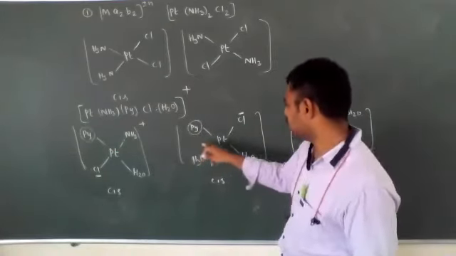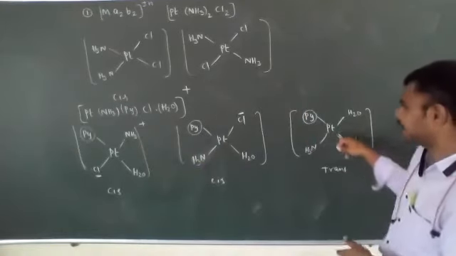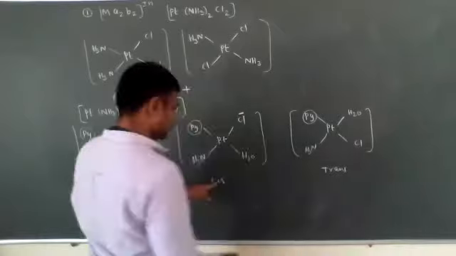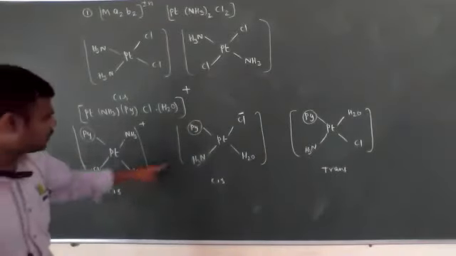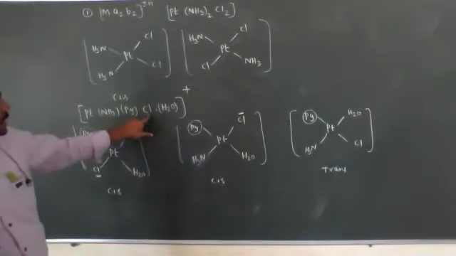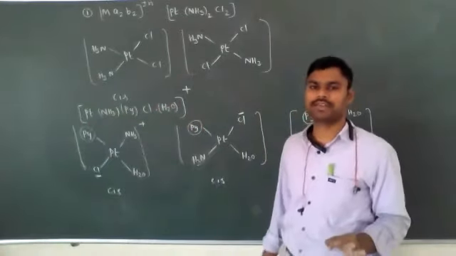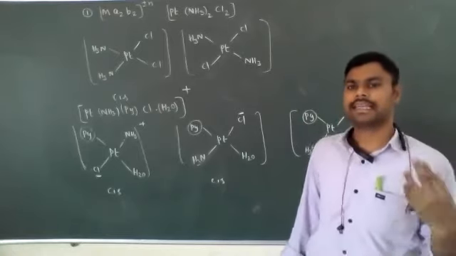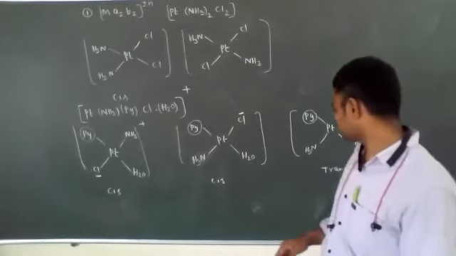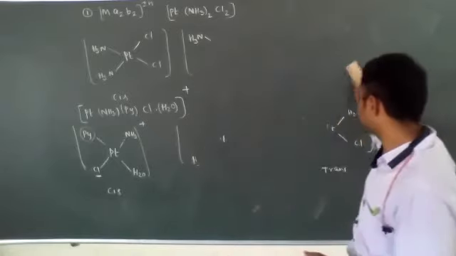Then we will get, since the ammonia position we are changing, that ammonia should be written oppositely here. Then we will get a trans form. So here I have written these structures with respect to chlorine, cis and trans. Like so, the MABCD complex has a total of 3 isomers. Out of the 3 isomers, 2 are cis form and 1 is trans form. Okay. This is about geometrical isomerism in coordination number 4.